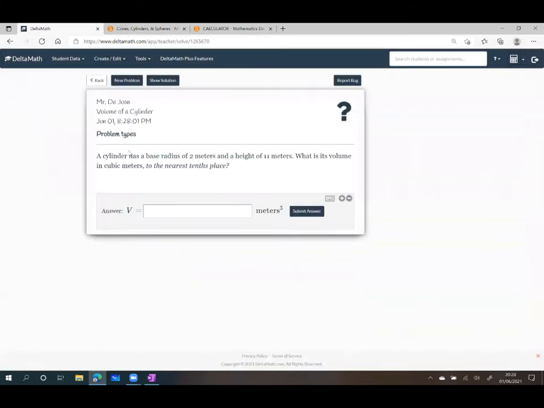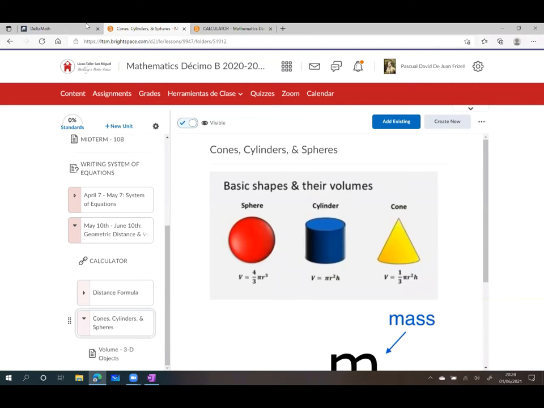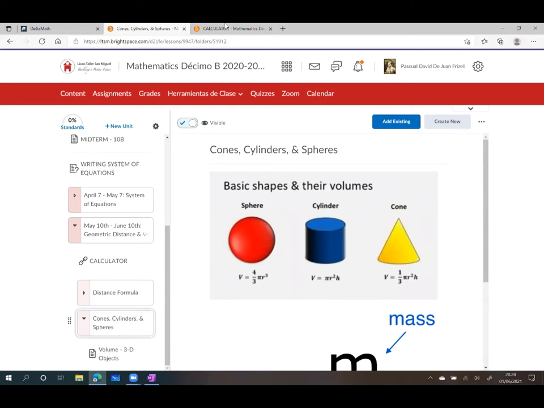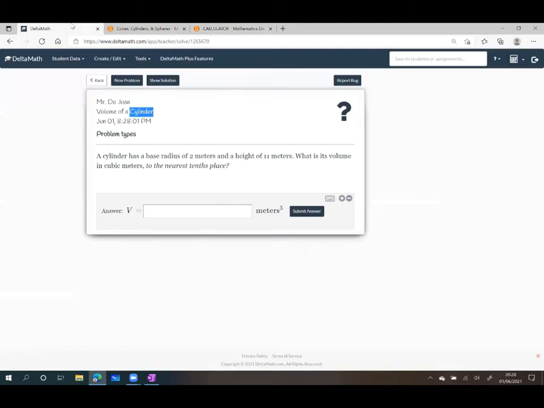Volume of a cylinder. In these questions, they might give you the radius, and when you have the radius, you just have to use the calculator that is already provided for you. Use the formula for the cone. We're doing volume of a cylinder right here, so we're going to use the cylinder formula. So what you have to do is click pi times radius.